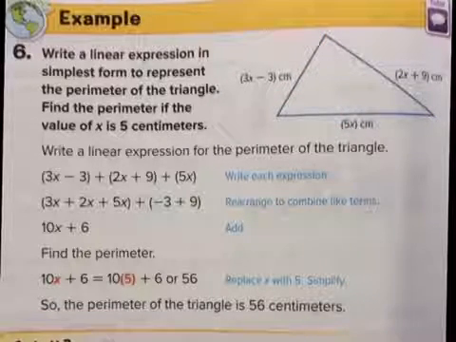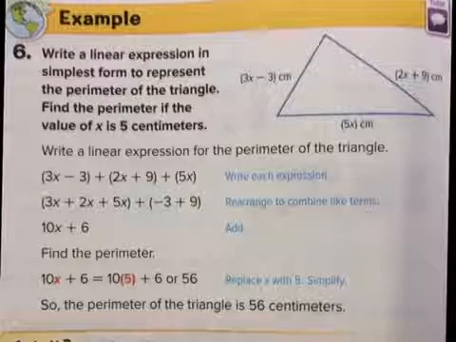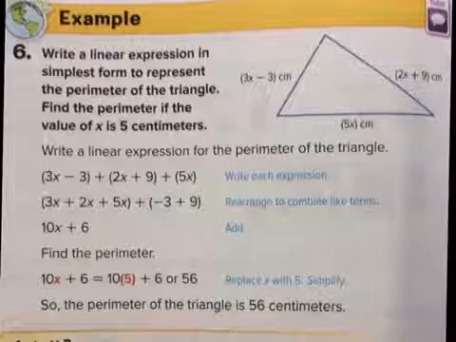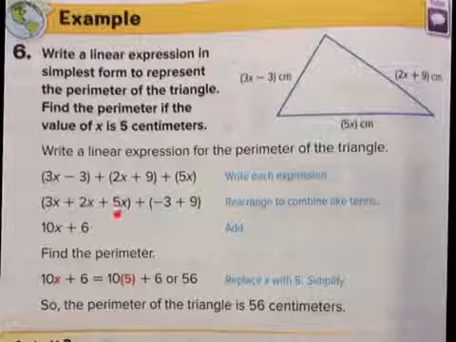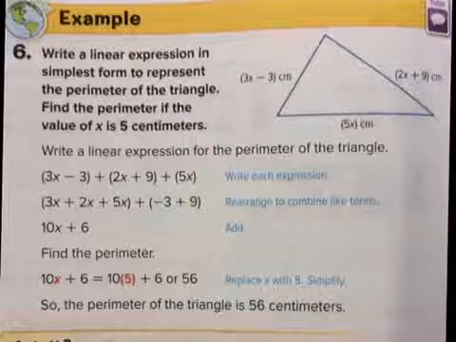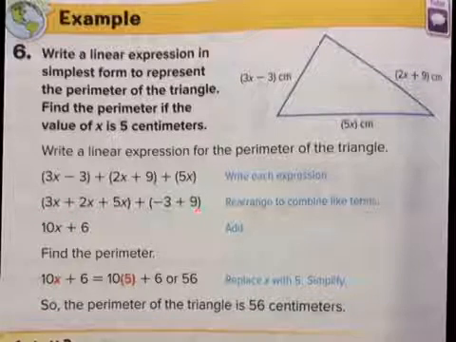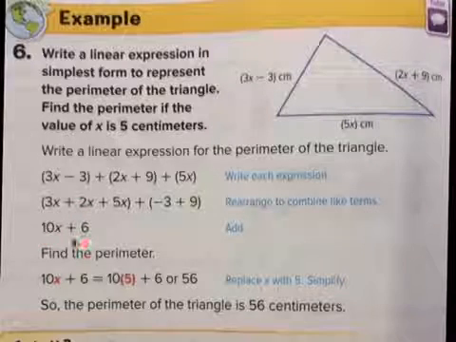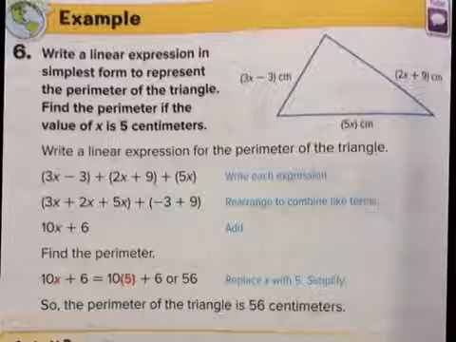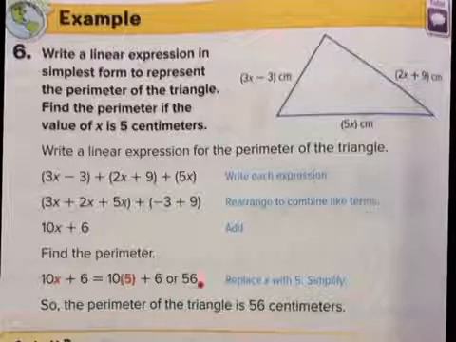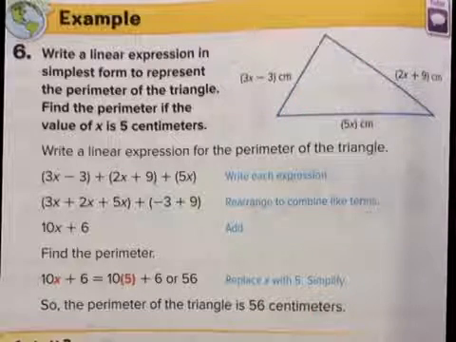We can write a linear expression where we have 3x minus 3 right there, plus 2x plus 9 right there, and plus 5x, which is right there. Then we find the like terms, and we use associative property, okay, to combine the like terms. And we have 3x plus 2x plus 5x, and plus negative 3 plus 9. Okay, when we solve that, we have 10x plus 6. And now we can replace the variable with the 5. So now it's 10 times 5, it's 50, plus 6 is 56. So our entire perimeter, the distance around, adding all three, is 56 centimeters.